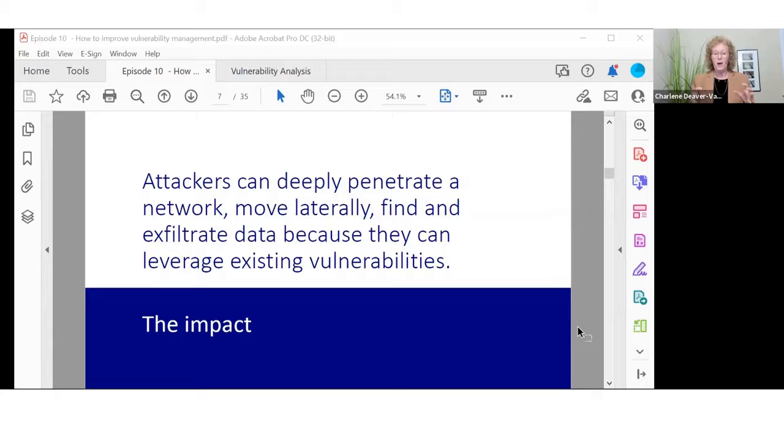And so the impact is the attackers can deeply penetrate a network, move laterally, find and exfiltrate data because they are leveraging these existing vulnerabilities.